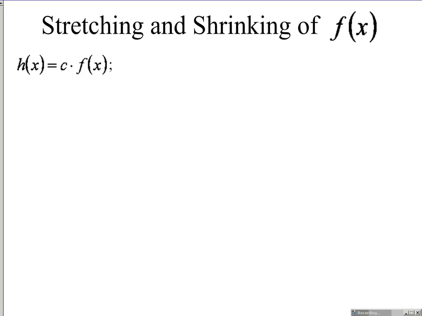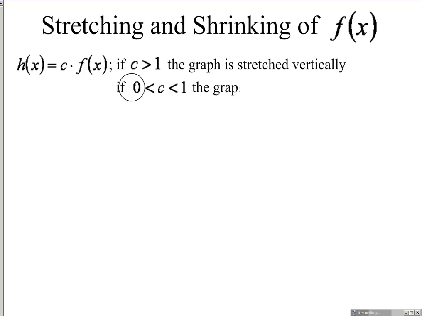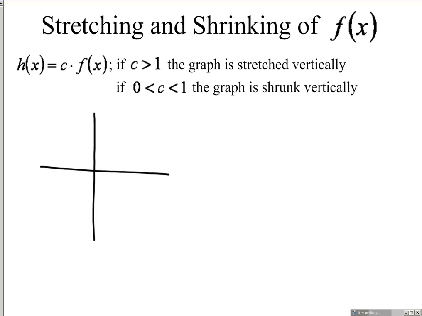Last thing we're going to talk about is stretching and shrinking a function. We add a coefficient on the entire function. If that coefficient is greater than 1, then the graph is going to be stretched vertically. And this will make more sense when we look at some specific examples. If that value of c is between 0 and 1, now the graph is shrunk vertically.